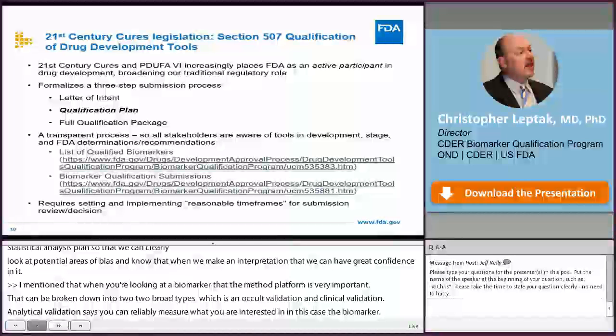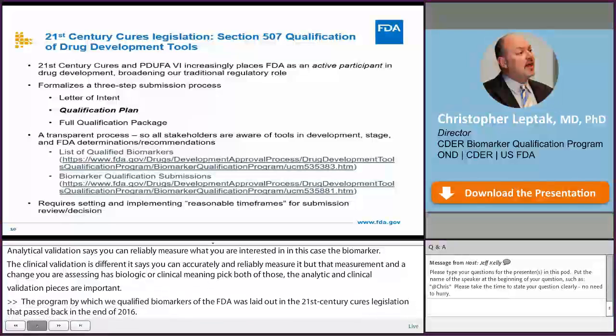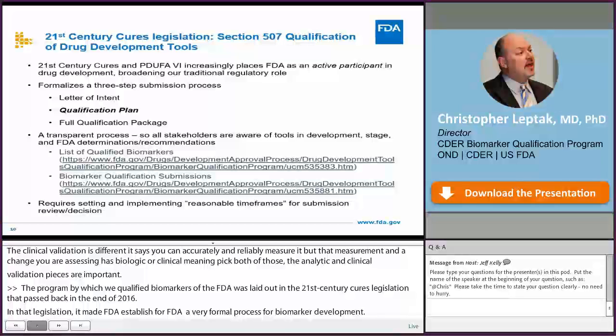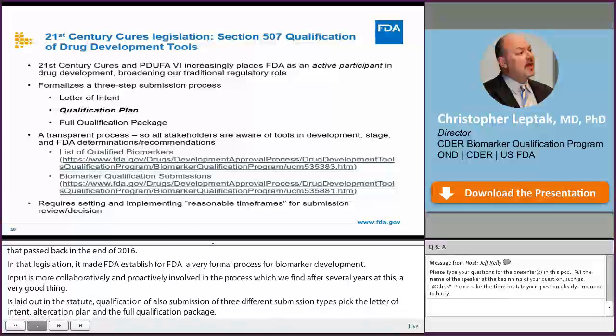The program by which we qualify biomarkers at the FDA was laid out in the 21st Century Cures legislation that passed back at the end of 2016. That legislation established for FDA a very formal process for biomarker development, and it put us more collaboratively and proactively involved in the process, which we find after several years at this is a very good thing. As laid out in the statute, qualification involves the submission of 3 different submission types: the letter of intent, the qualification plan, and the full qualification package. In addition, the statute put forward transparency provisions, whereby we make public information about the submissions that we receive. Likewise, we make public our recommendations towards that project.